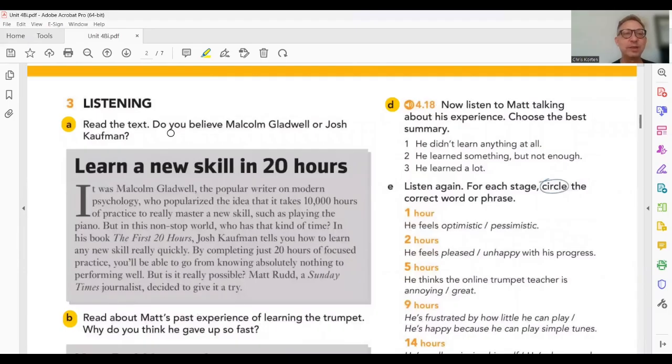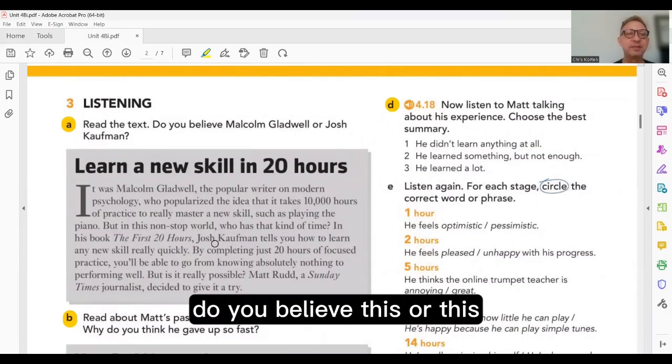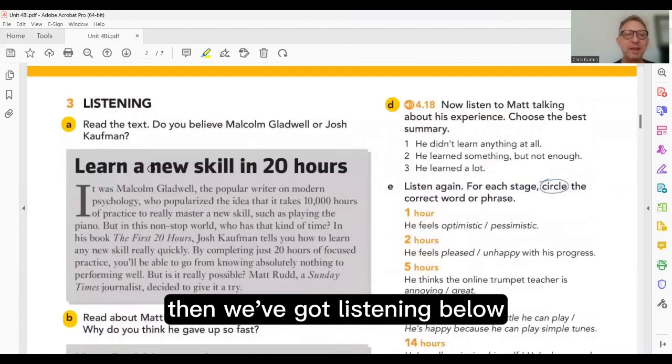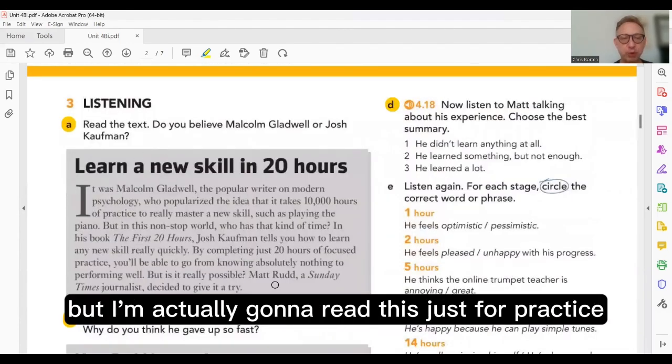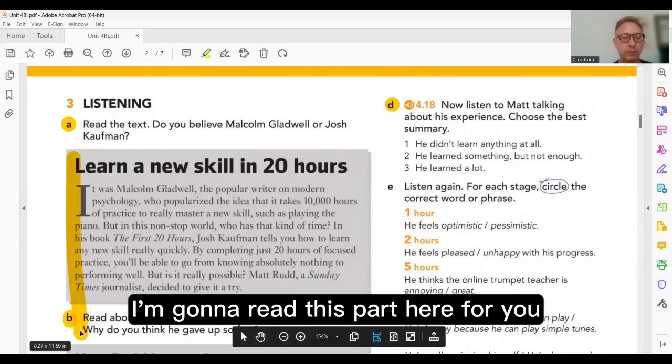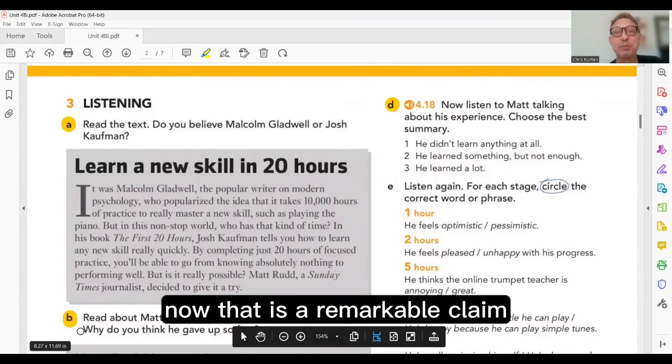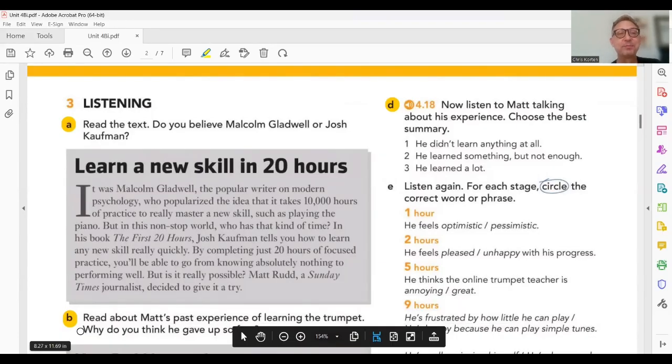Listening here. Read the text. Do you believe this or this? So you're going to, then we've got listening below, but I'm actually going to read this just for practice. So I'm going to read this part here for you. Learn a new skill in 20 hours. Now that is a remarkable claim.